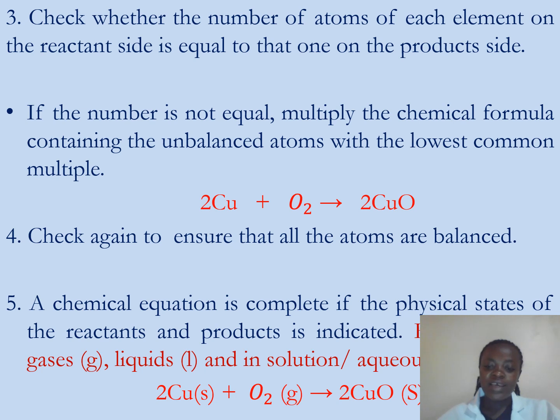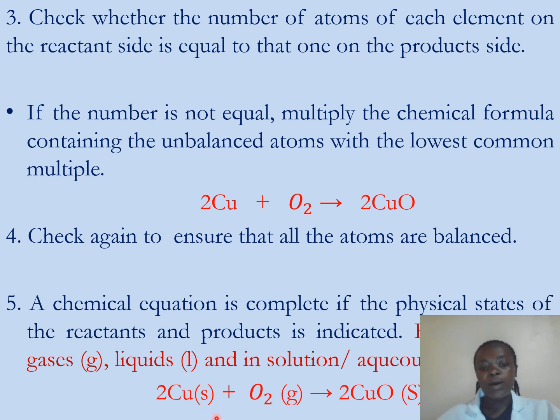We have confirmed. Then step number 5, a chemical equation is complete if the physical states of the reactants and products are indicated. So which are these physical states? These are solid, gas, liquid, or if it is in solution or in aqueous form, we use the symbol AQ to show that it is in aqueous state.